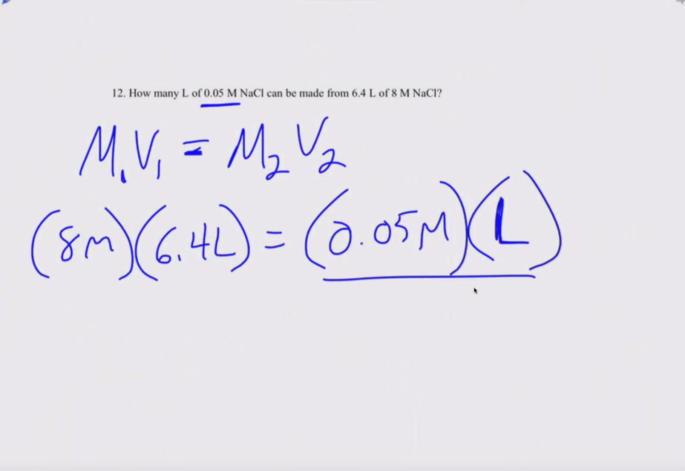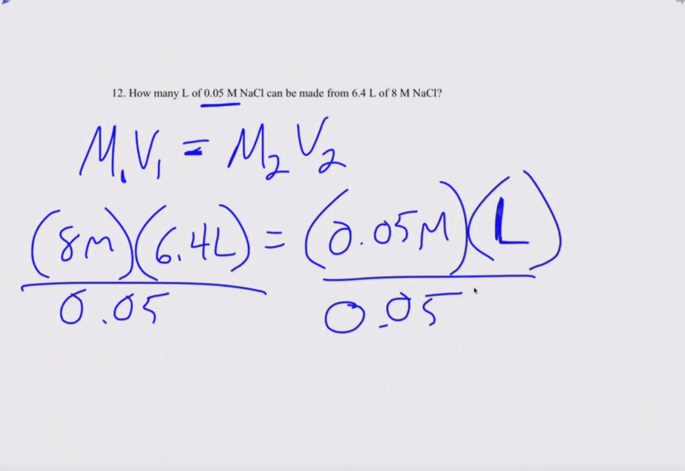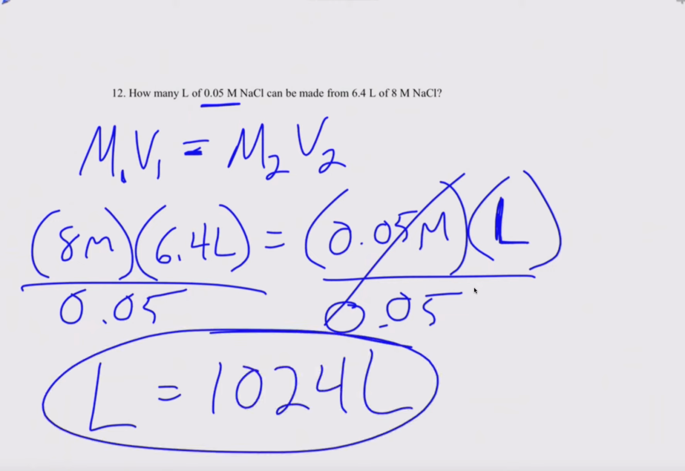So we divide both sides by 0.05. 0.05 cancels out on this side. 8 times 6.4 divided by 0.05 ends up with 1,024 liters that we would need to dilute it to.